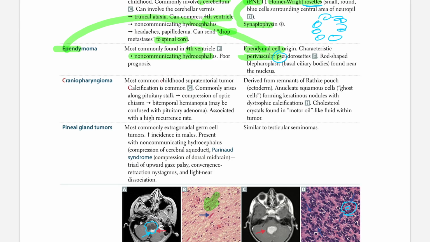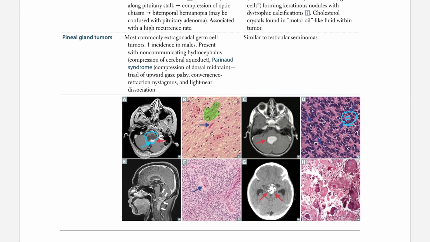Rod-shaped blepharoplasts, which are the basal ciliary bodies found near the nucleus. Let's take a look at pseudorosettes, picture F.